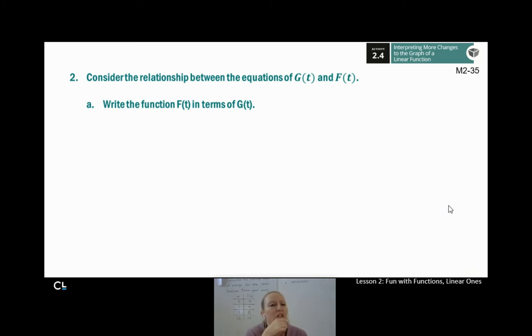Can you write the function f of t in terms of g of t? This is tricky, but hit pause. See what you can do with it, and then hit play when you're ready to keep the discussion going.